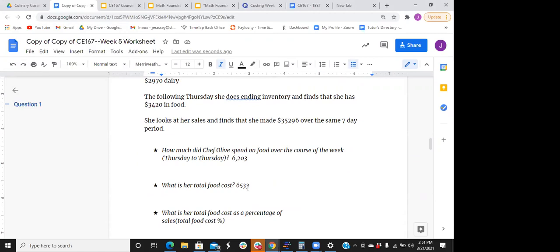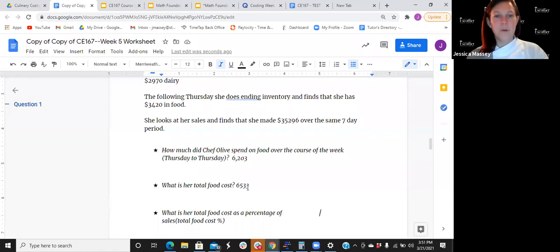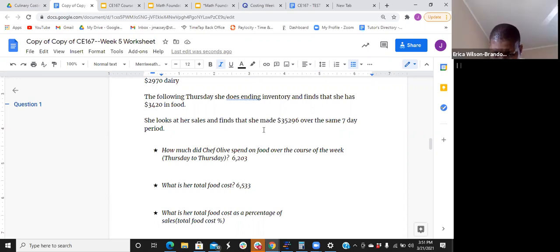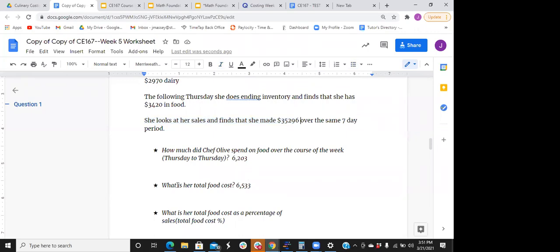Perfect. So next question: what is the total food cost as a percentage of your sales? Or what is your food cost percent, essentially? Now that you know your total food cost, your 6,533, you would take that and divide it by your sales. Okay, chef. Can't see the number, chef. Our sales is 35,296.